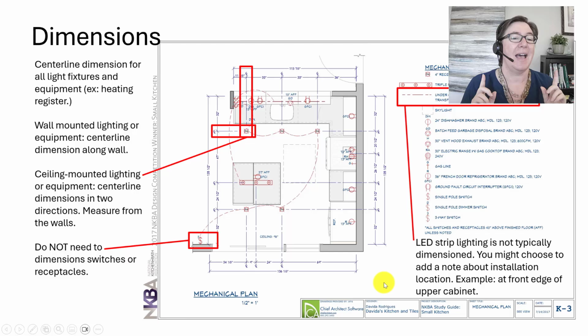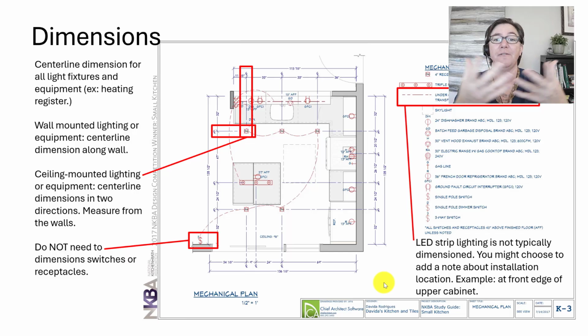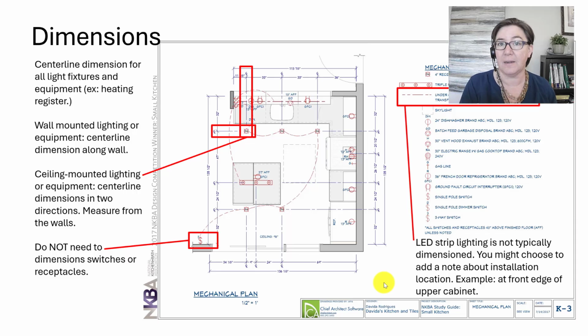All right. For anything that's kind of floating in the room, we need to centerline dimension it, but they get two. They get centerline dimensions in two directions, measured from the walls. And I like to think about this very much like I just mentioned with the islands in the floor plan. I like to think about this as kind of a Cartesian coordinate. We need to locate that piece of equipment kind of in the X and Y direction.